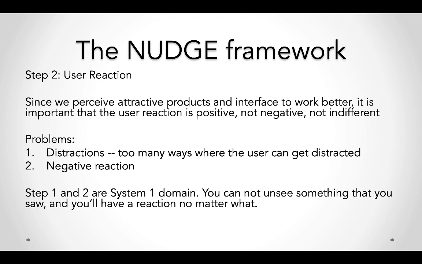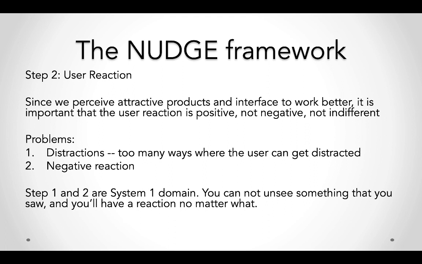The second step is user reaction. And again, this is a system one characteristic. If we see something, we react to it. Either we like something or we don't. So if we look at a product, an online interface or a website, within a fraction of a second, we get a reaction to it. We like it or we don't. Hopefully this is a positive reaction that would allow us to move to the next step.